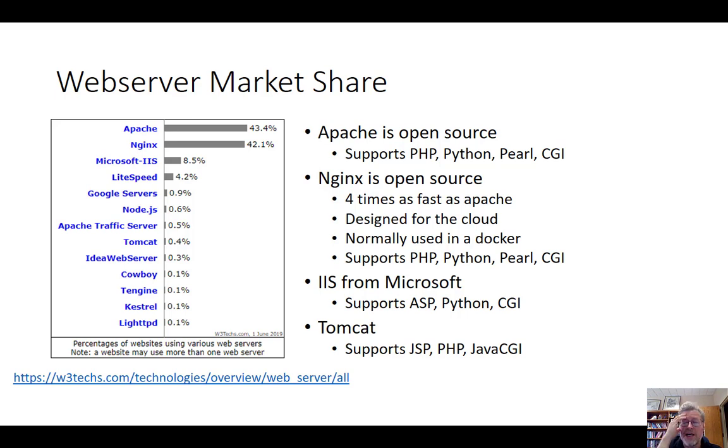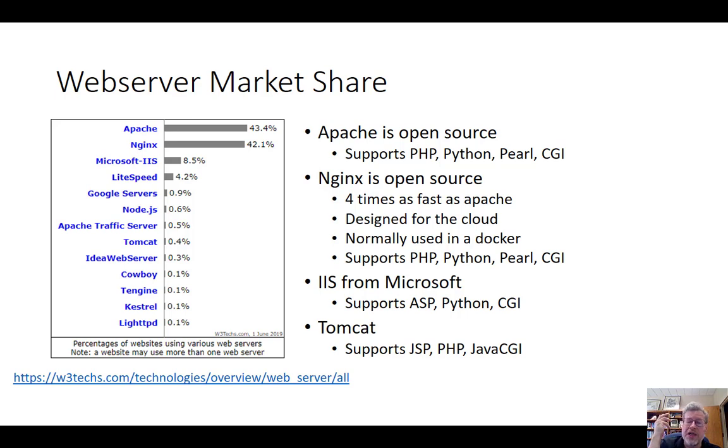This NGINX, I don't know how to pronounce it, is also open source. It was designed to replace Apache. It's 4 times as fast as Apache. It was designed for use in the cloud. It's normally used in something called a Docker, which is a way of being modular with your cloud software. It supports PHP, Python, Perl, and CGI. Notice it's supporting the same stuff. The idea is if you've been using Apache, they want to make it really easy to switch over to this.